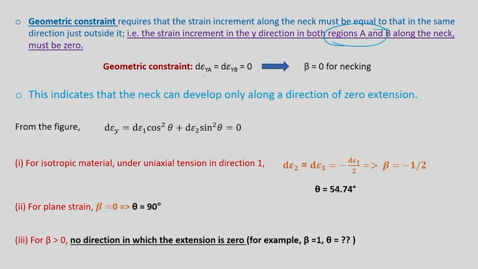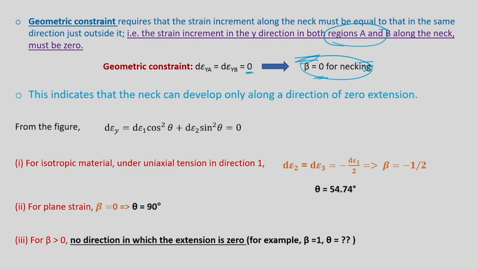So, I am going to say that d epsilon y A and d epsilon y B, these two are equal and they become 0, which also in a way tells that my beta is equal to 0 for necking. Beta is nothing but d epsilon 2 by d epsilon 1. Here you can say 2 is like y. Which also tells a fact that your beta is equal to 0 for localized necking.